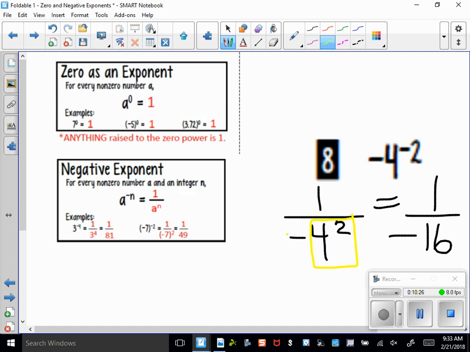And that's very important. I know I keep saying this, guys, but that's very important, okay? Because that's usually the mistake that students make, and they'll say this answer is a positive 16, and it's negative, okay?